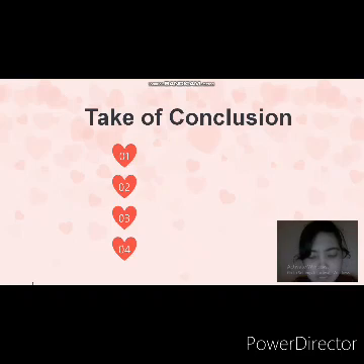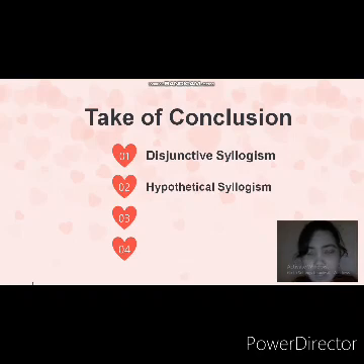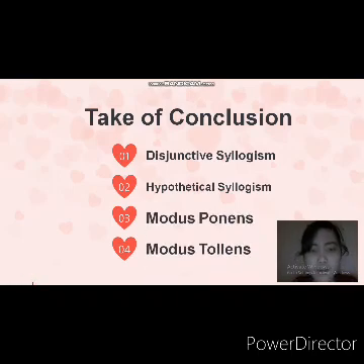Next, conclusions. Disjunctive syllogism, hypothetical syllogism, modus ponens and modus tollens.